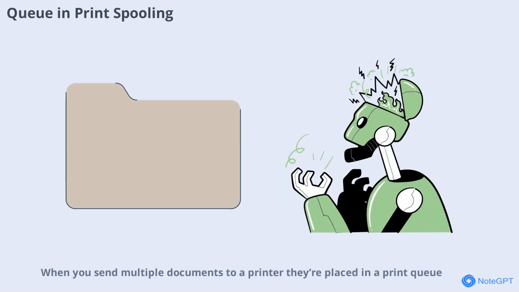When you send multiple documents to a printer, they're placed in a print queue. The printer processes each job in the order it was received, ensuring that documents are printed correctly and efficiently. Print spooling is a classic example of queues in action.